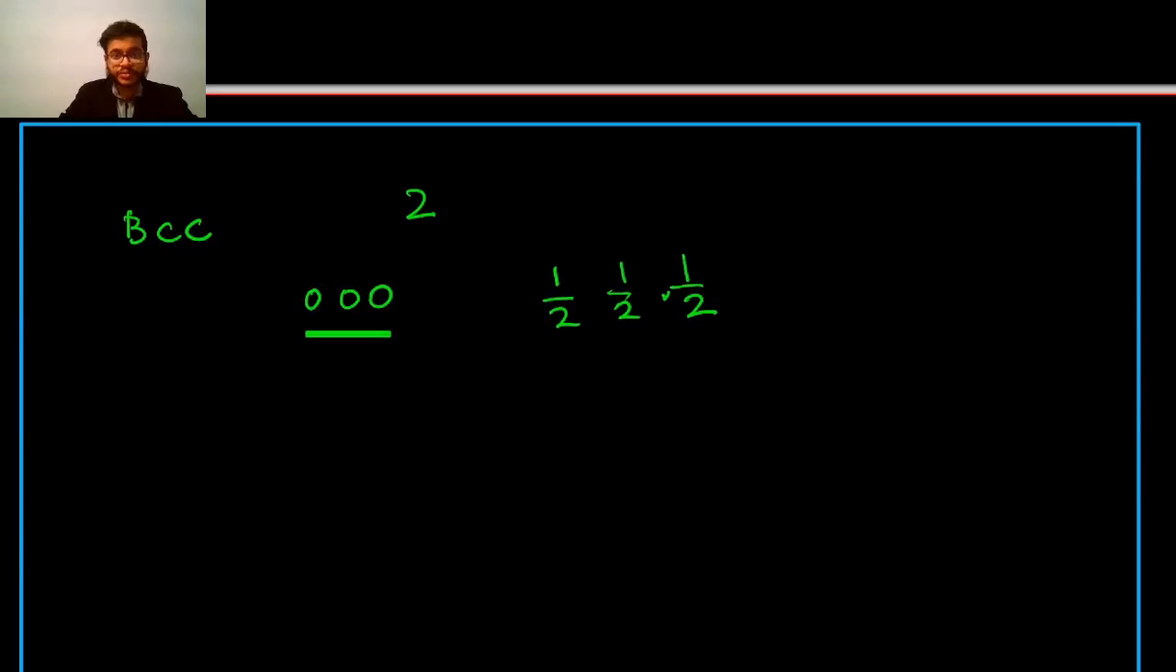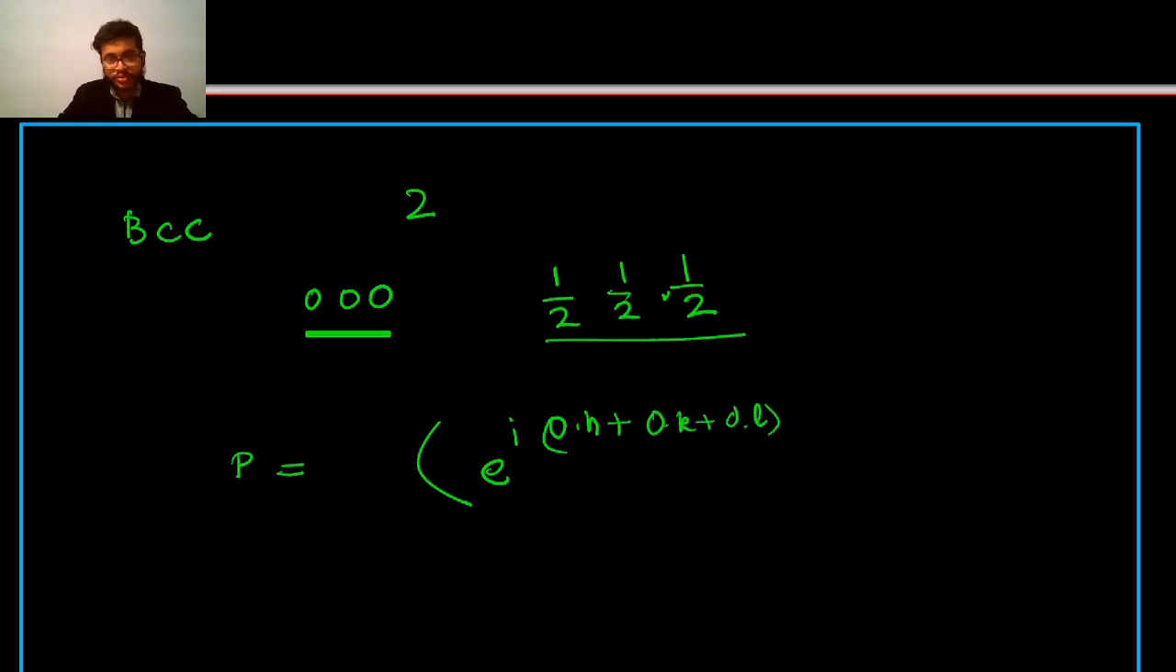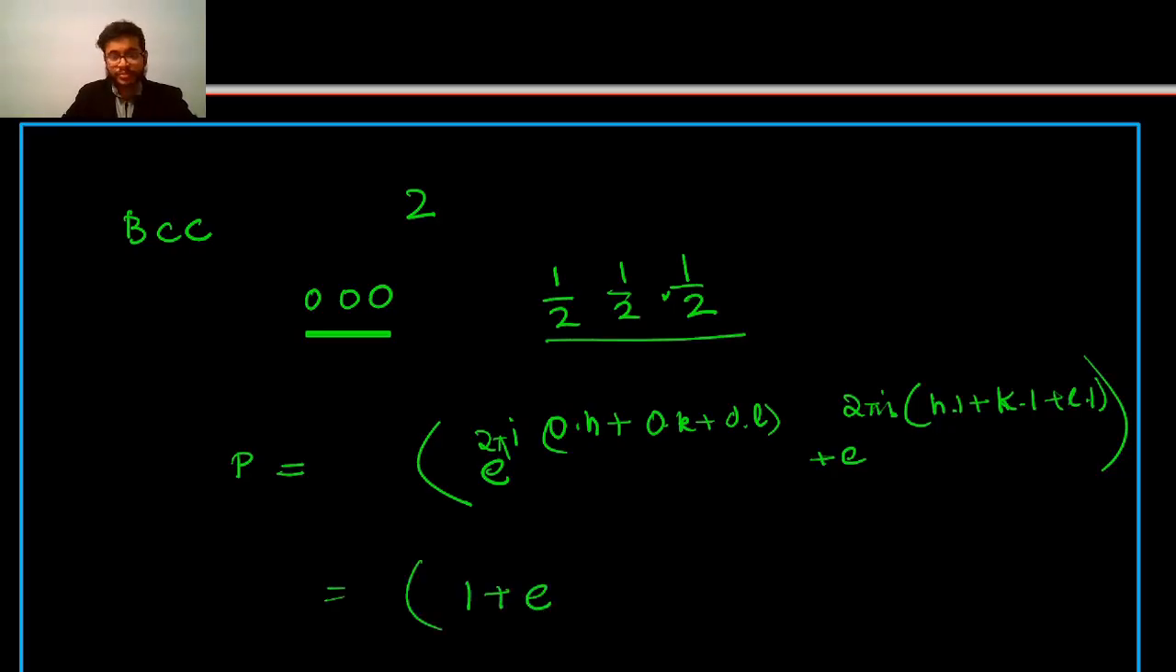So these are the two atomic bases. P is given as e to the power 0 dot h, 0 dot k, plus 0 dot l, times 2 pi for 0 0 0, and e to the power 2 pi i times h dot half, k dot half, l dot half. So it will be 1 plus e to the power pi i h plus k plus l. Sorry, there is a half, so it is pi i times h plus k plus l.